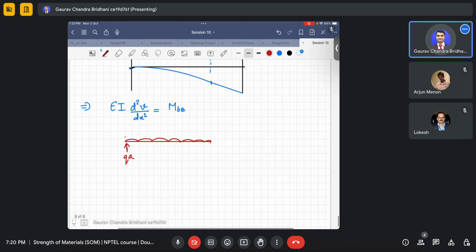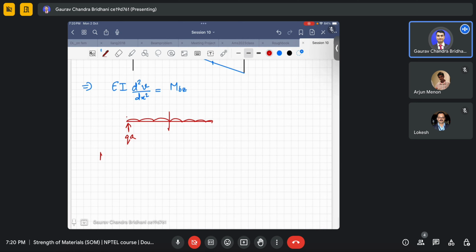So at any point, what will be the bending moment? M_bz is equal to, so this qa will be positive, it will cause a sagging, not hogging. So it is positive qa. So I will write qa into x, at any x I am writing, okay.